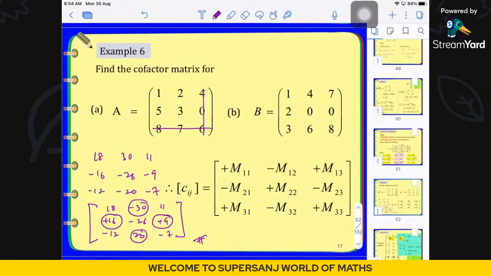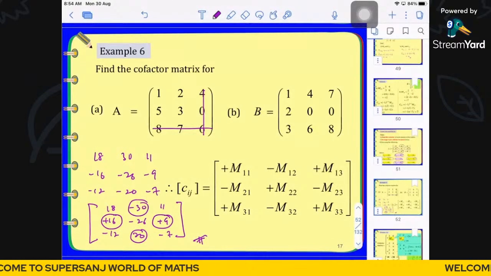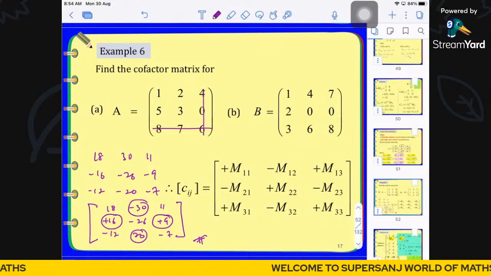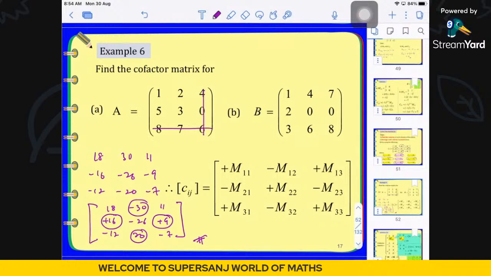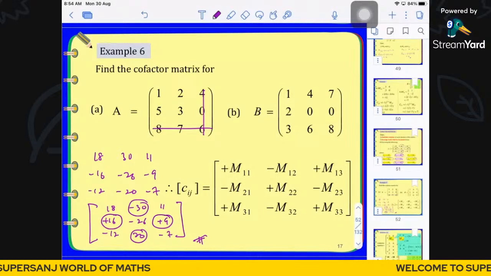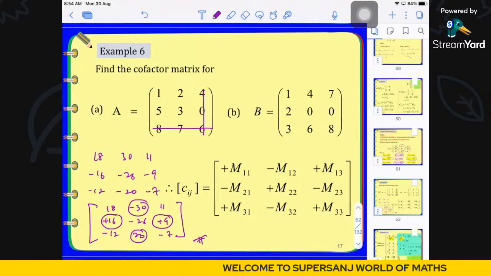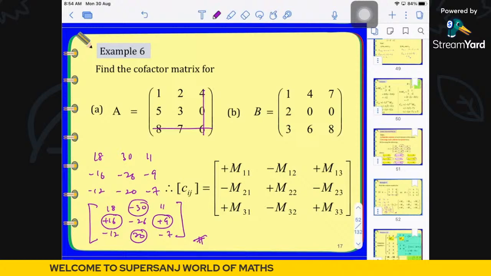Cofactor is a matrix. Minors are not a matrix. Minors are just numbers. Minor is just part of the concept of the determinant. That's all. Cofactor is a matrix. Understand? So they cannot ask you to find the minor matrix. They can only ask you to find the cofactor matrix. Clear? Okay. So the cofactor matrix we can find, but the minor matrix we cannot find. Clear until there?